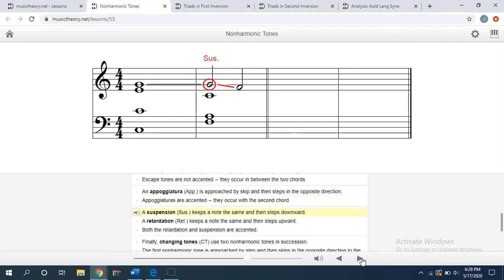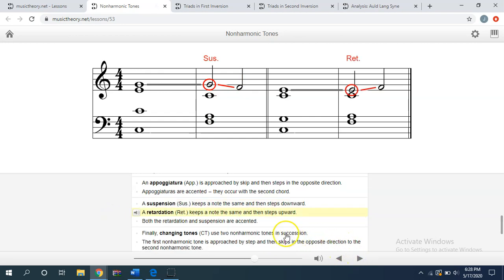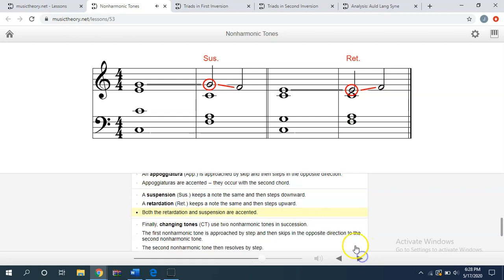A suspension keeps the note the same and then steps downward. What actually happens is it resolves the chord to a more normal sound. Here's an example. A retardation keeps a note the same and then steps upward. It's like the opposite of a suspension. Both the retardation and suspension are accented.